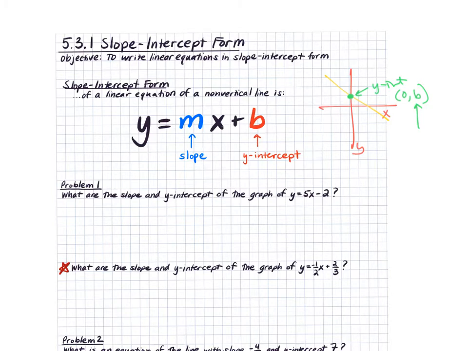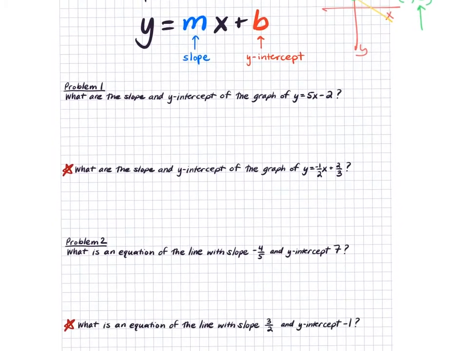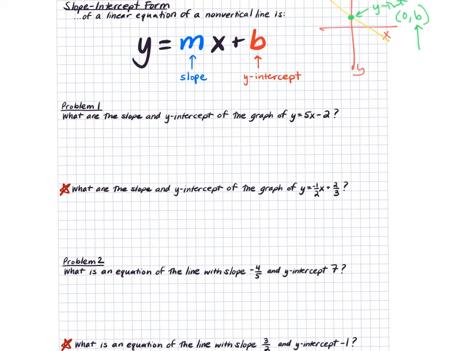Okay, so let's look at this first problem. It says, what are the slope and intercept of the graph of y equals 5x minus 2? Well, we can see that it's of this form, so the number in front of the x, not including the x, just the number, remember slope is just a number, is 5. So the slope is 5, and then the y-intercept is the number that comes after the x, which is negative 2. So the y-intercept, or the b, equals negative 2. That means the point would be (0, negative 2) on the graph.